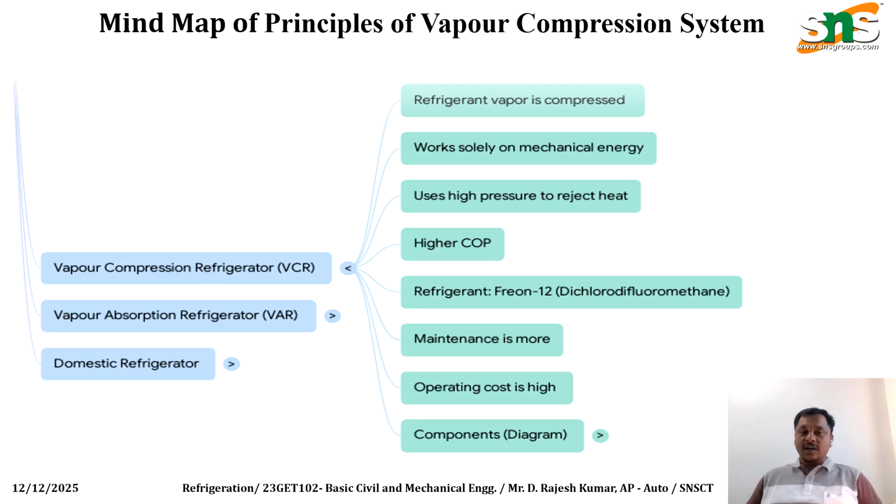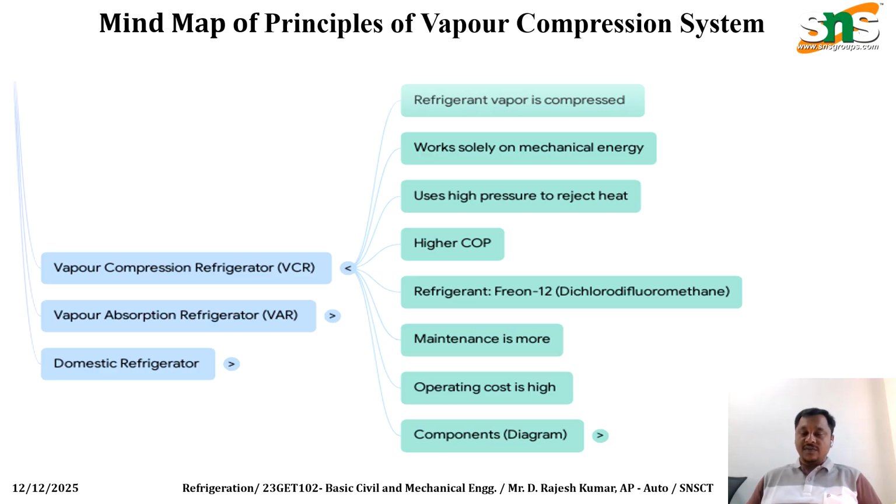Before getting into the lecture, this slide shows the mind map of the refrigeration system. Generally there are two types of refrigeration system. One is vapor compression refrigeration system and the other is vapor absorption refrigeration system, simply called VCR and VAR. You can see the vapor compression refrigeration system, which is the part of our lecture.